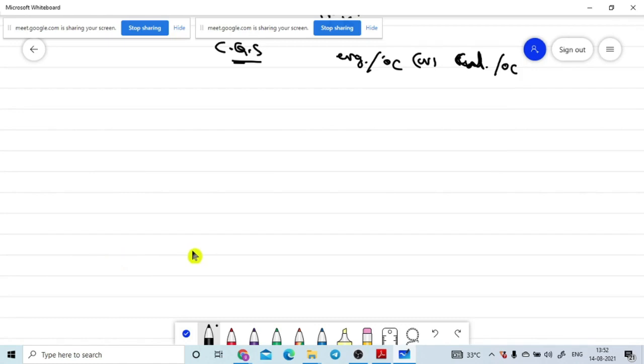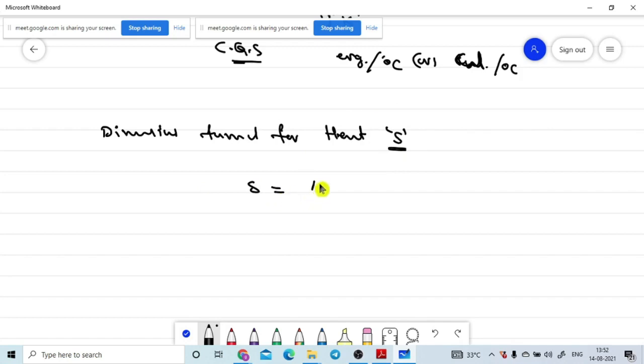What is the dimensional formula for heat capacity? Heat capacity means S. How can we write the dimensional formula? What does dimensional formula mean? We need to go to the basic definition.